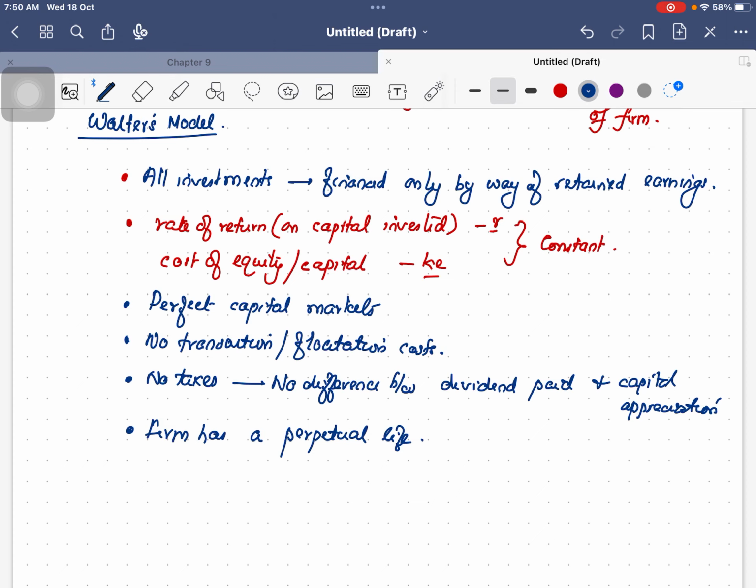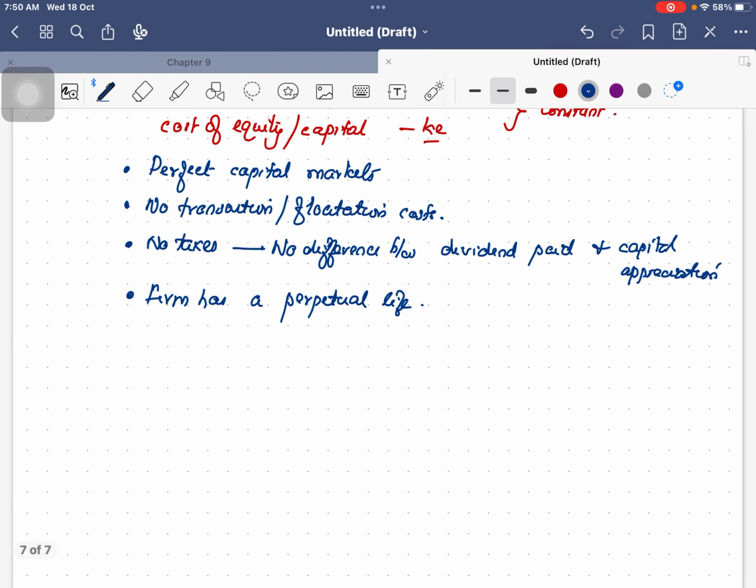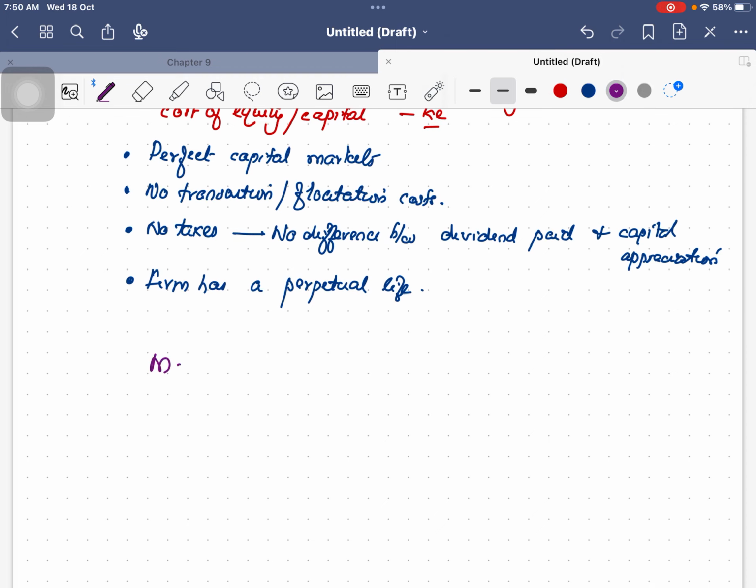Now, once these assumptions are holding true, then as per Walters model, the market price of the firm, we have P0, is equal to D, which stands for dividend, plus E minus D. Just listen how I am writing this particular formula. D means the dividend paid at the end of the first year.